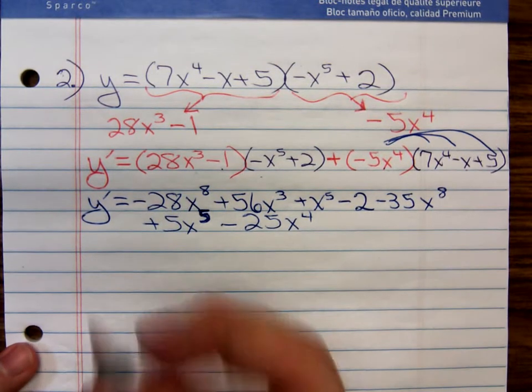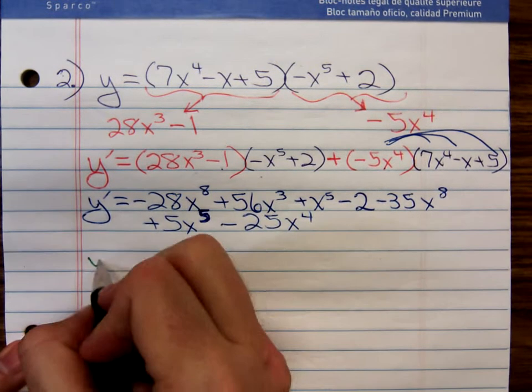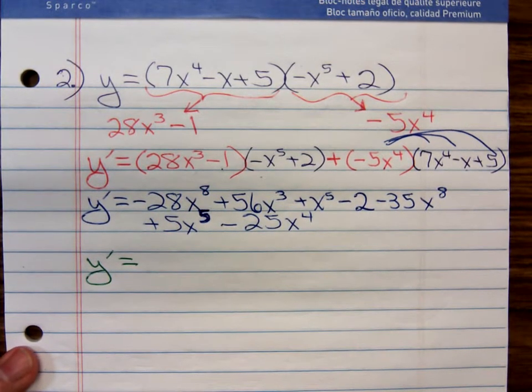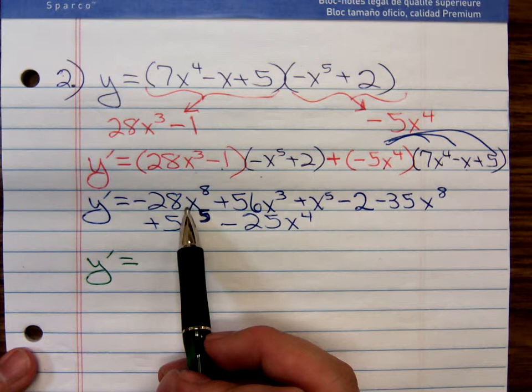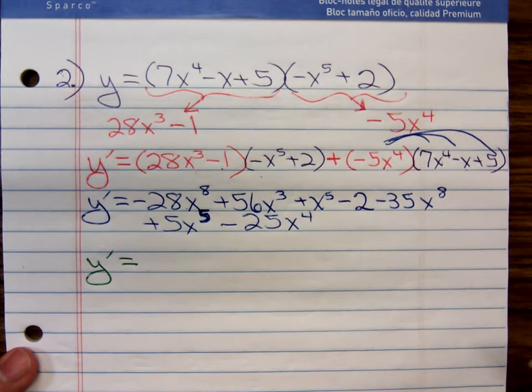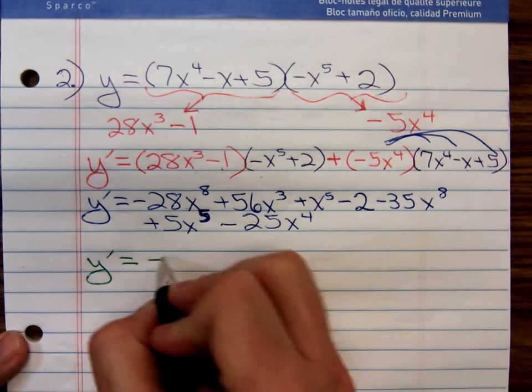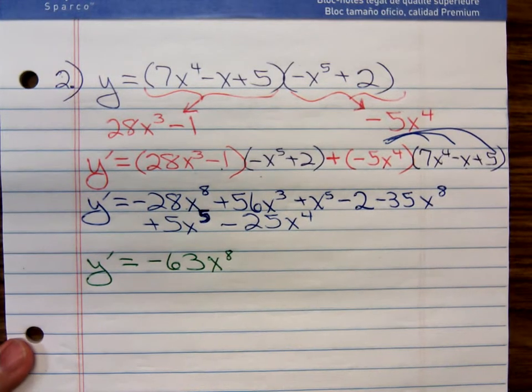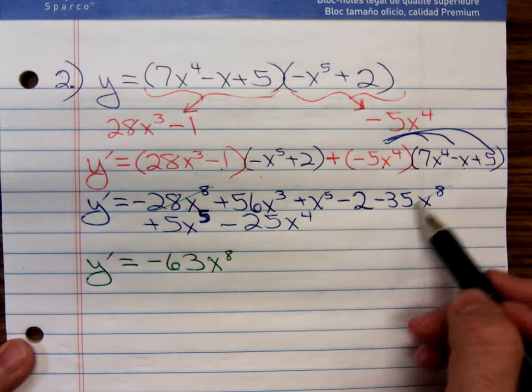So y prime equals, I think I'll start off with the biggest exponent. The biggest exponent is what? x to the 8th. So we have a negative 28x to the 8th minus a 35x to the 8th. That gives us a negative 63x to the 8th. I just took care of the x to the 8th.